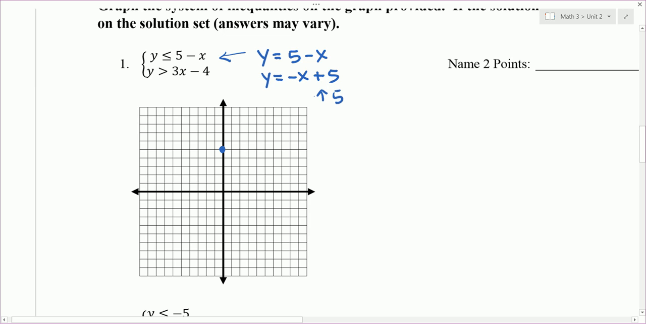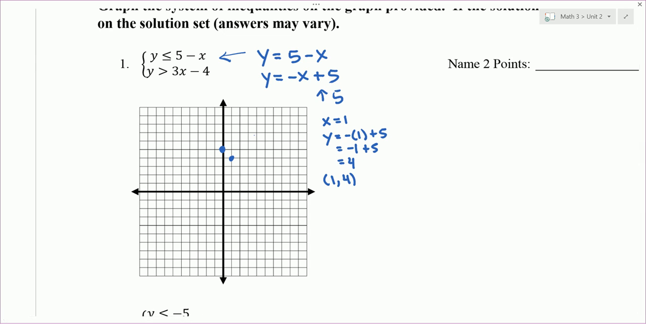You can get a point by plugging in any x value you want. So say we plug in x equals 1, then y is going to equal negative 1 plus 5, which is 4. So we plugged in a 1 for x, got a 4 out for y, plot that point, and now we know if we draw a line through that, we have our line.